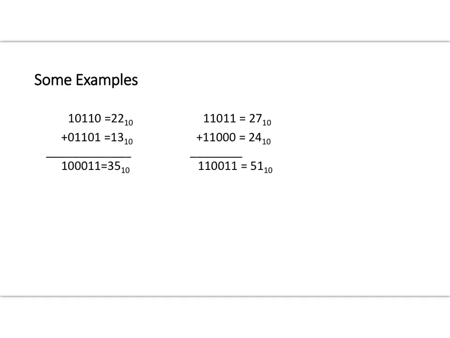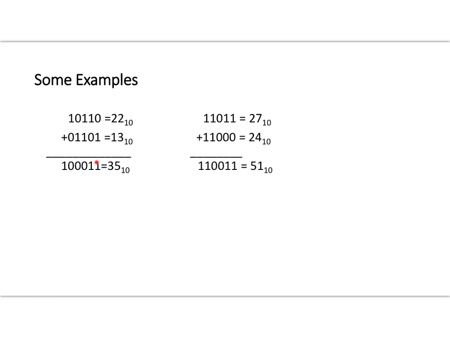Here are two examples of binary addition. The first one is 22, which is the base 10 number. 22 in binary is 1, 0, 1, 1, 0, plus 13. 13 is 0, 1, 1, 0, 1. Okay, so you just add the binary numbers just like you would decimal numbers.